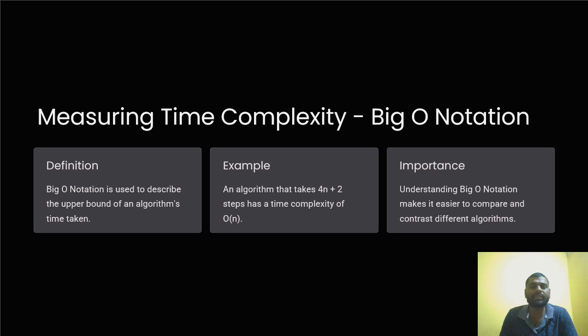Measuring time complexity, Big O notation. Definition: Big O notation is used to describe the upper bound of an algorithm's time taken. Example: an algorithm that takes 4n plus 2 steps has a time complexity of O(n). Importance: understanding Big O notation makes it easier to compare and analyze different algorithms.